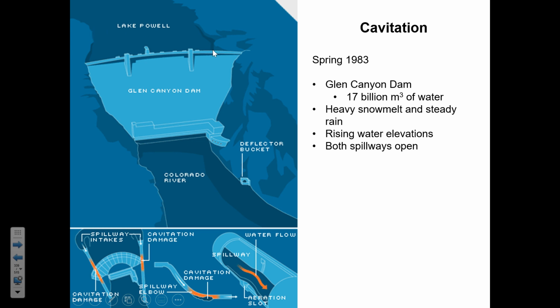And so suddenly there was so much water coming into Lake Powell that there was a risk of the Glen Canyon Dam having water going over the top of it. So they had to let a lot of water through the secondary spillway. And what happened was that the water is flowing at such a high velocity that the pressure decreased and these little air bubbles started to form.